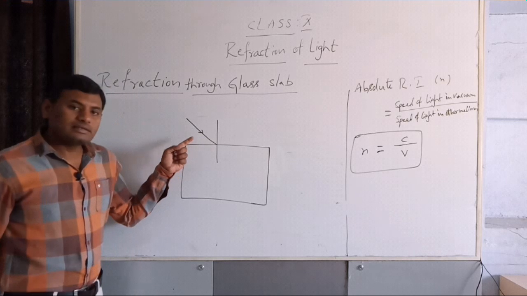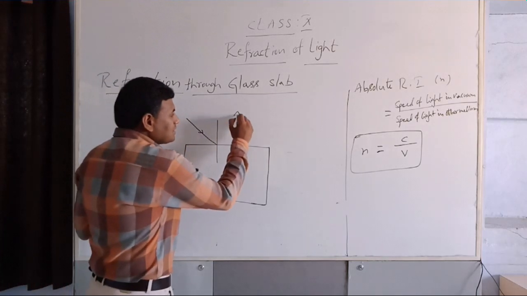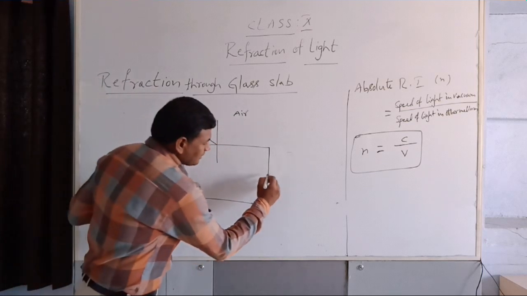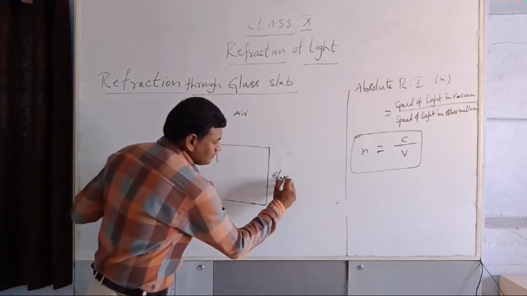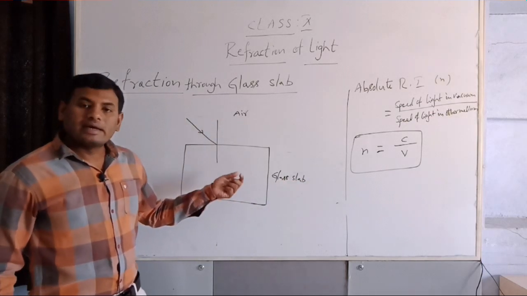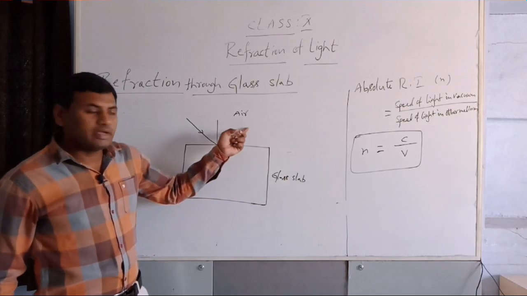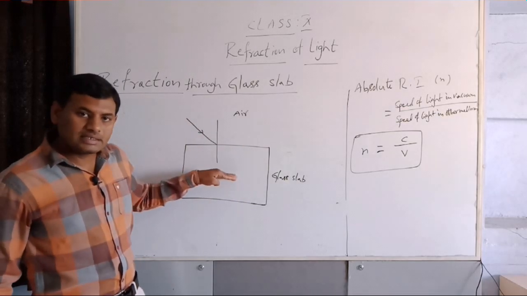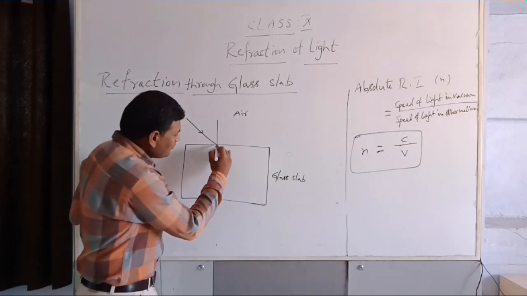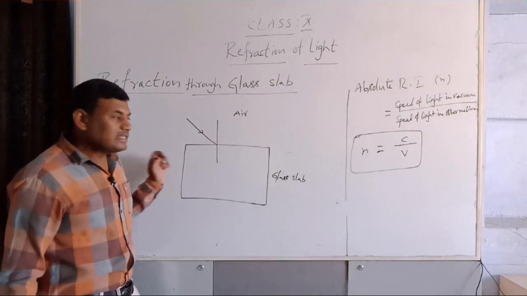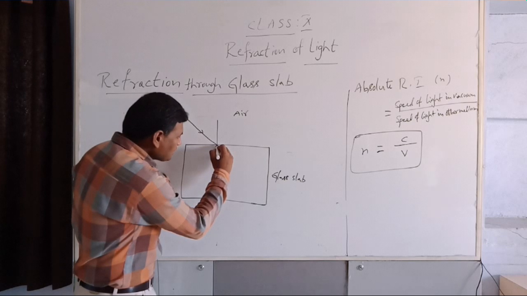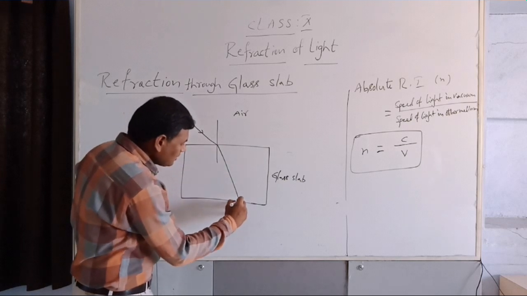Let the first medium be air. So from air, the light is entering the glass medium, the glass slab. The refractive index of glass is more when compared to air; air is a rarer medium and glass is a denser medium. So when light is entering from rarer medium to denser medium, speed of light decreases, and when speed of light decreases, it bends towards the normal. So the light ray, instead of going straight, bends towards the normal.